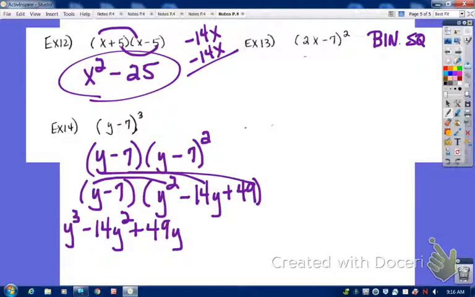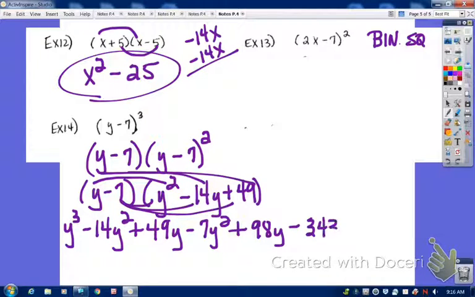Then you're going to go back and distribute the negative 7. Negative 7 times y squared is negative 7y squared. Negative 7 times negative 14y is, somebody help me out, positive 98y. Thank you. And negative 7 times a positive 49, need help there, is a negative 3 what? 343.